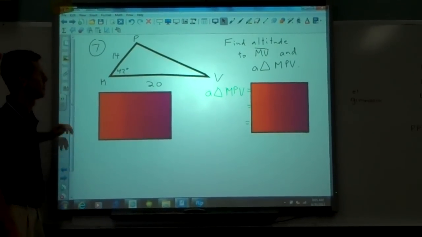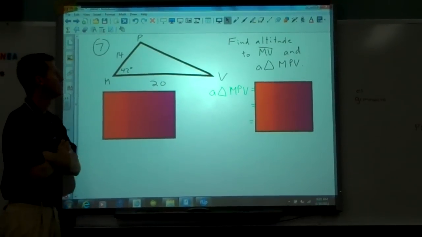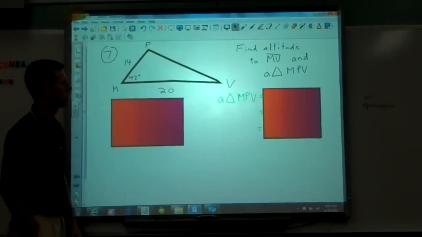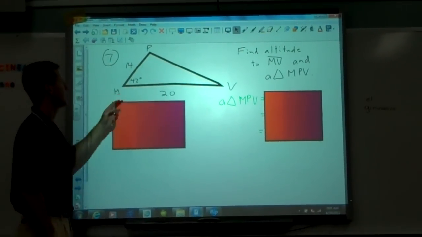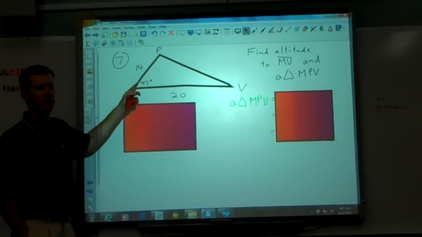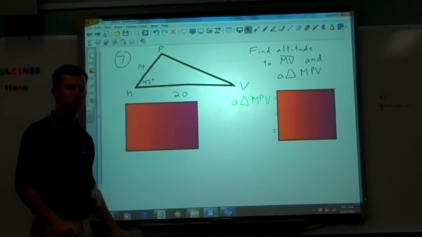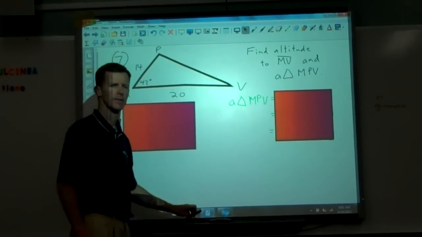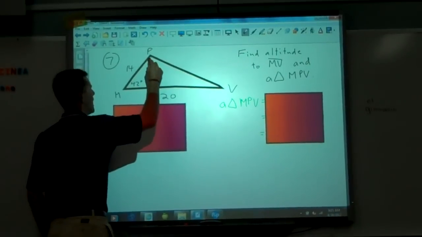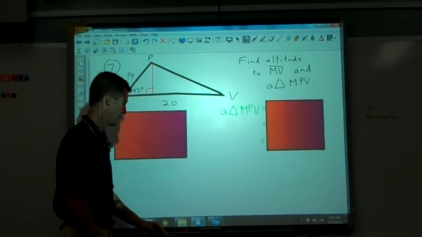Okay, on to number 7. Find the altitude to segment MV and the altitude, or I'm sorry, the area of the triangle MPV. Okay. Well, we know that that's a 42 degree angle, angle M. What we can do is what? What do you think, guys? Pause it and think about it for a second if you need to. Yes. Drop that down. We want to find the altitude.